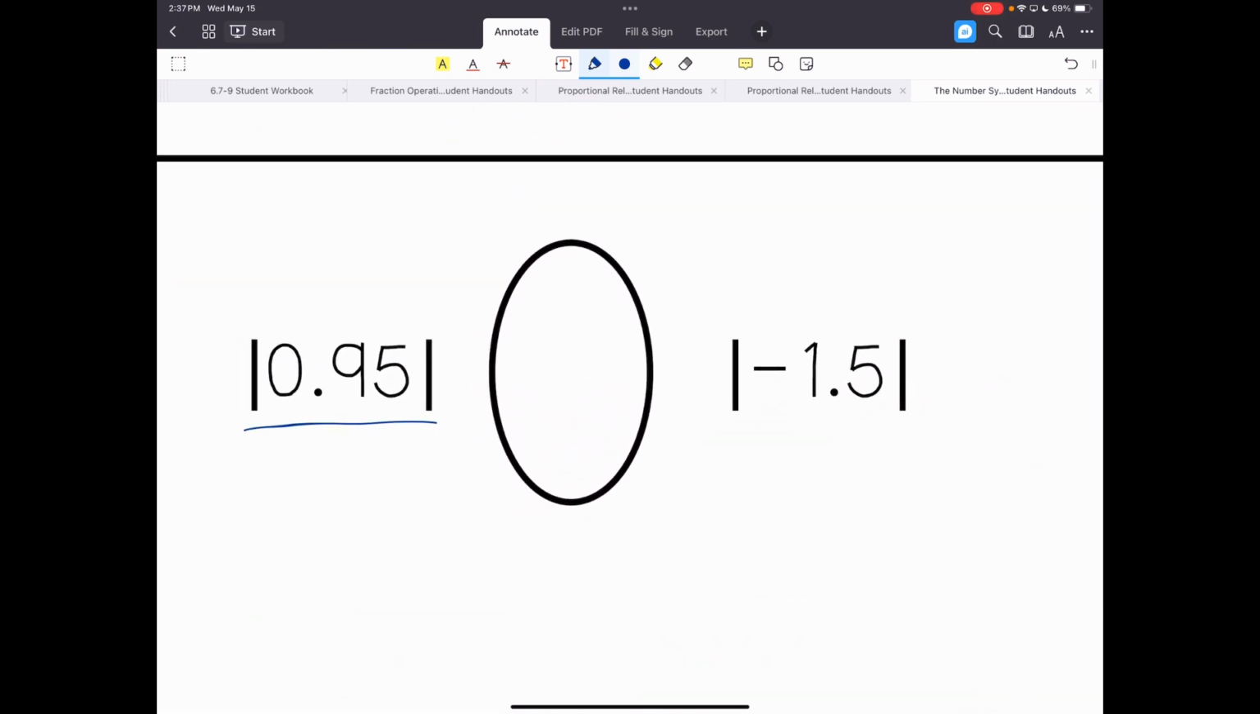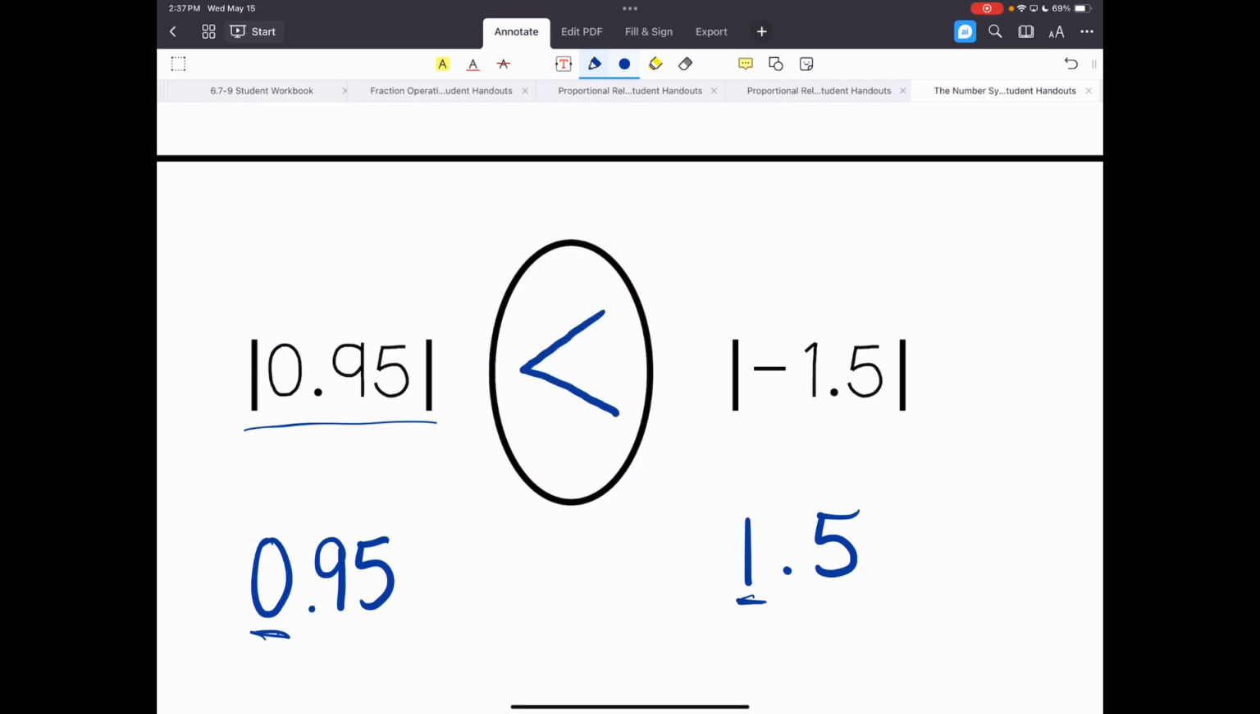So the absolute value of 95 hundredths is 95 hundredths. And the absolute value of negative 1.5 is just 1.5 units away from 0. So when I compare these, the 0 and the 1 are the first digits that I compare. So 0 compared to 1, 1 is greater. So that means that this absolute value is greater than the other.